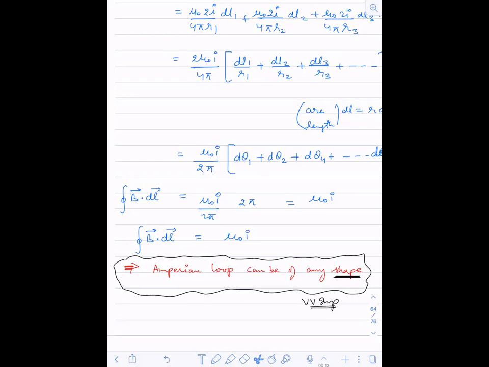Okay. You don't have to worry about that, because an Amperian loop can be of any shape. That's why we are taking the easiest case we can. I could have taken any random shape also.